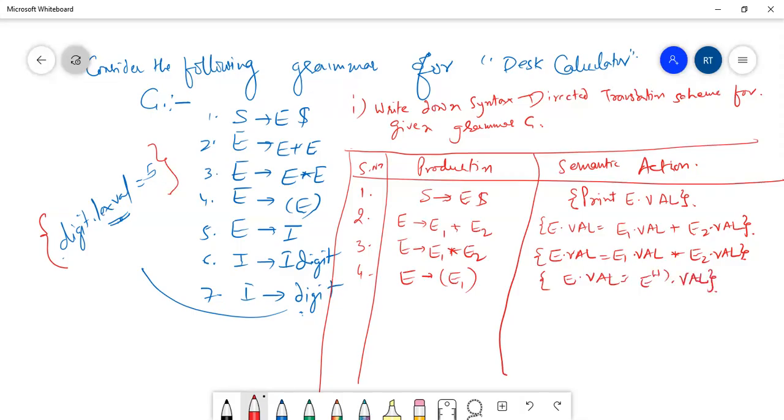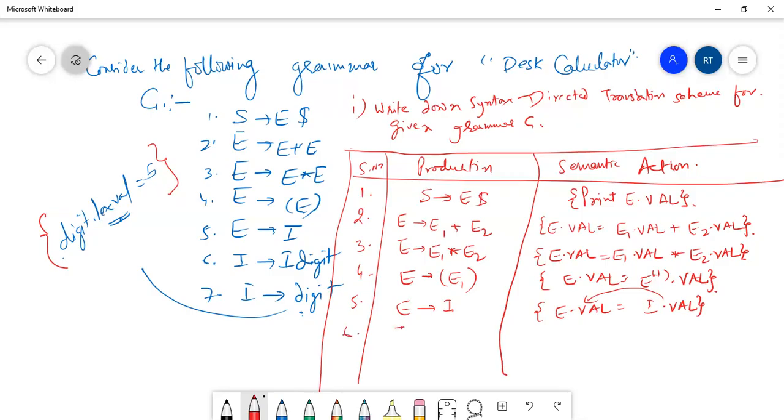Fifth is E tends to I. So this gives E dot val equals I dot val. That means I dot val will get copied into E dot val. In this way, we have the precedences, right? That is the curly braces.